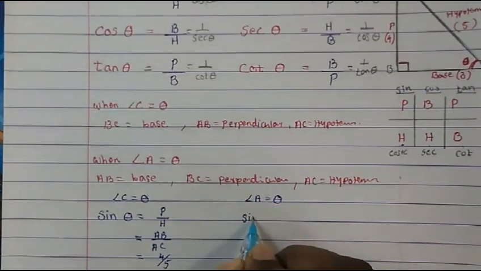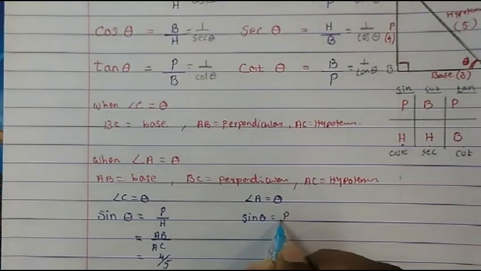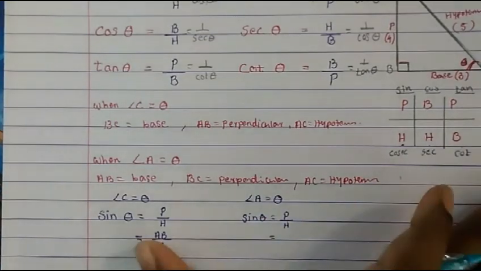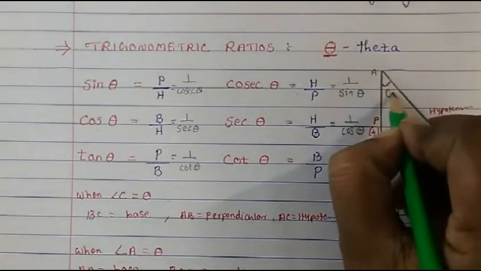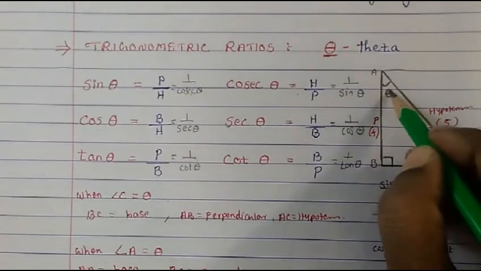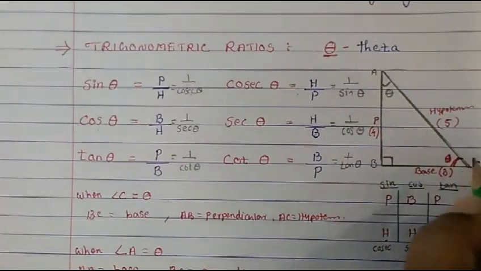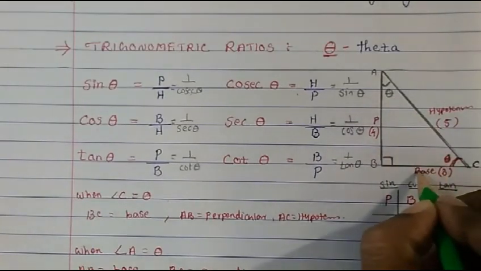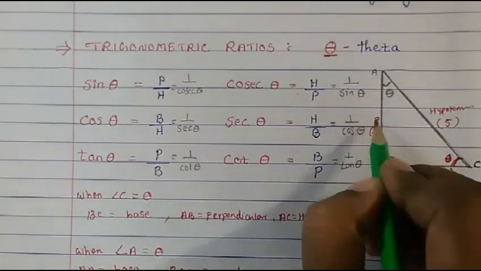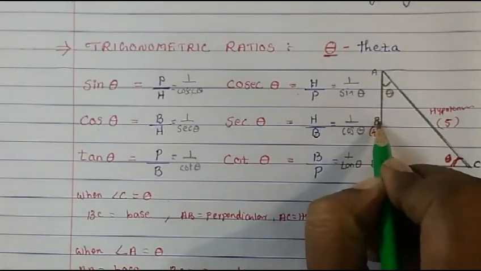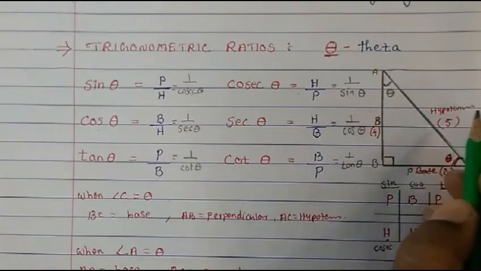Now if my angle A is theta, how will I write for sine? It will be the same. Sine theta means perpendicular upon hypotenuse. So which one will become perpendicular now? This becomes my angle A, this becomes theta. Opposite to this theta becomes my perpendicular, and the other one becomes base. Hypotenuse remains the same.